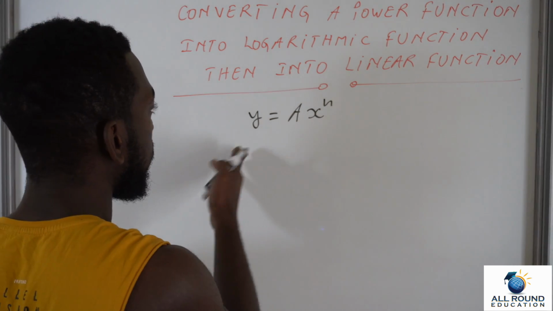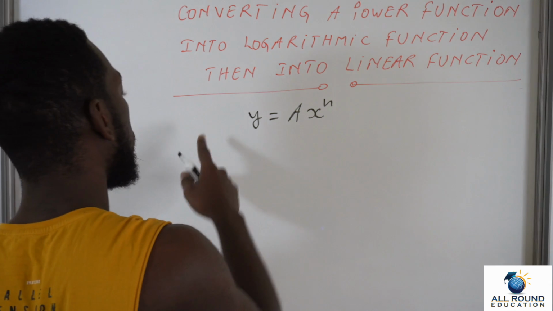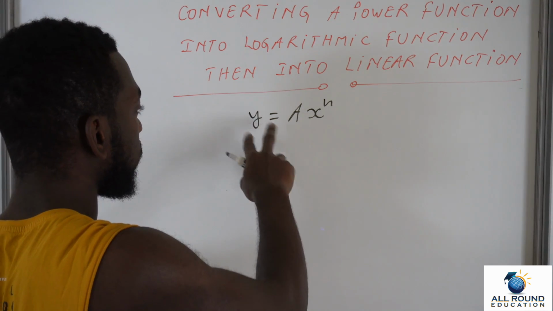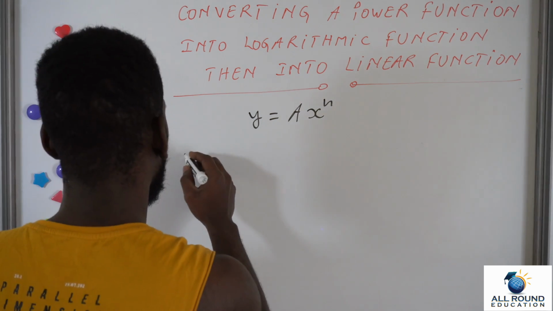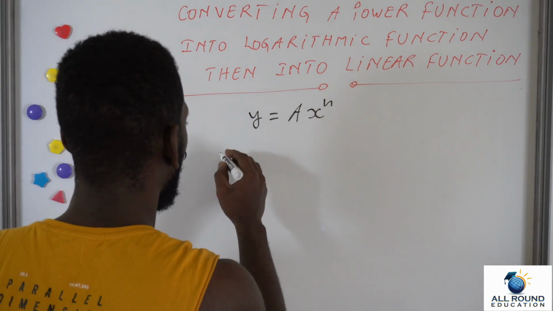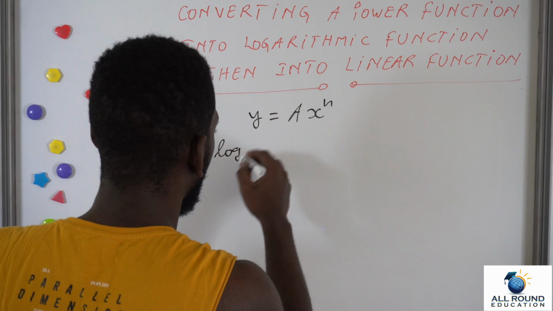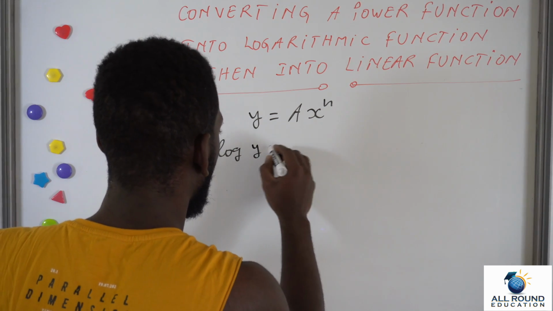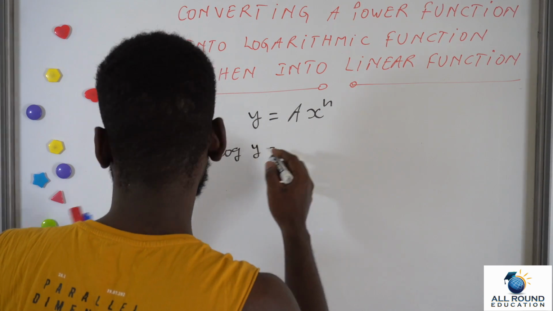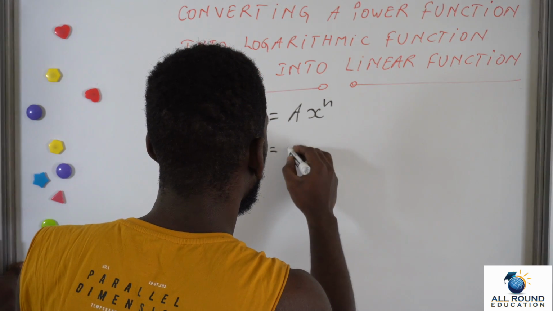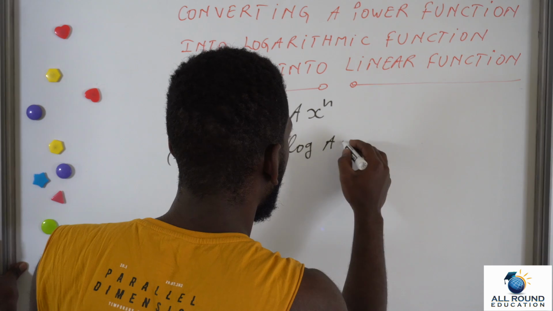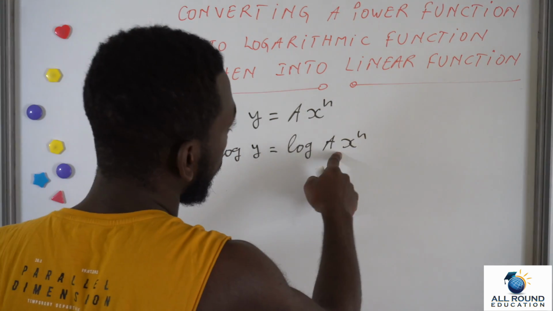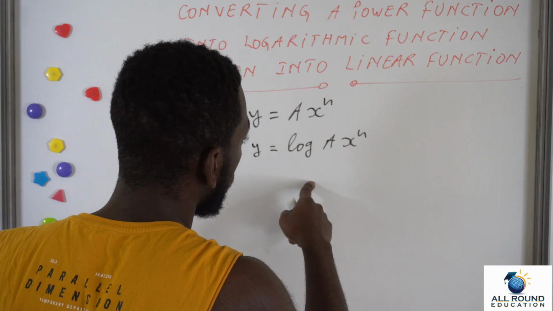The first thing that you will do is remember the property of logs. We can insert logs on both sides of this equation. So let's do that. When you do that, you have log, remember, I won't put the 10, so it's assuming base 10, log y is equal to log a x^n. Now remember the product rule, the property of logs that deals with products.